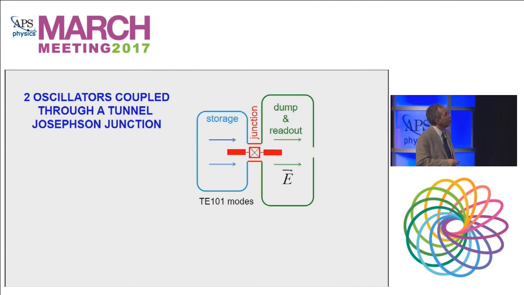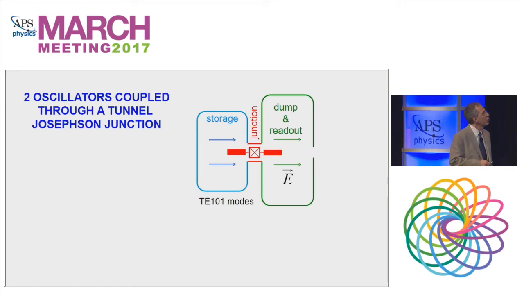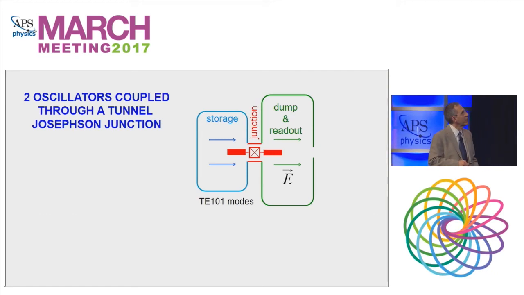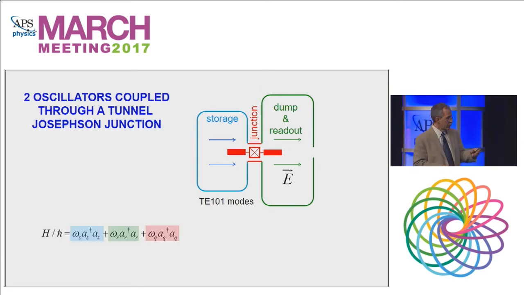So in a nutshell, here are the degrees of freedom that we are using. We have the storage, and this is only one mode of the cavity that we are using. It talks to a junction that's a bridge between the two cavities. The junction is an anharmonic oscillator. And then we have another harmonic oscillator, which is open to the outside. And this is the Hamiltonian.